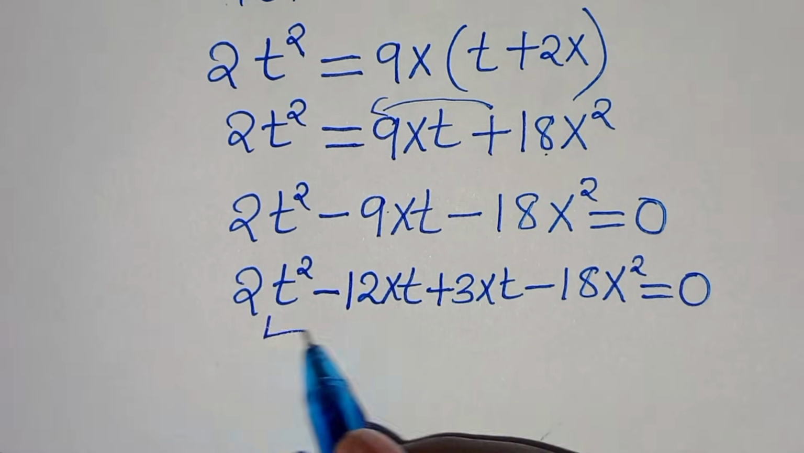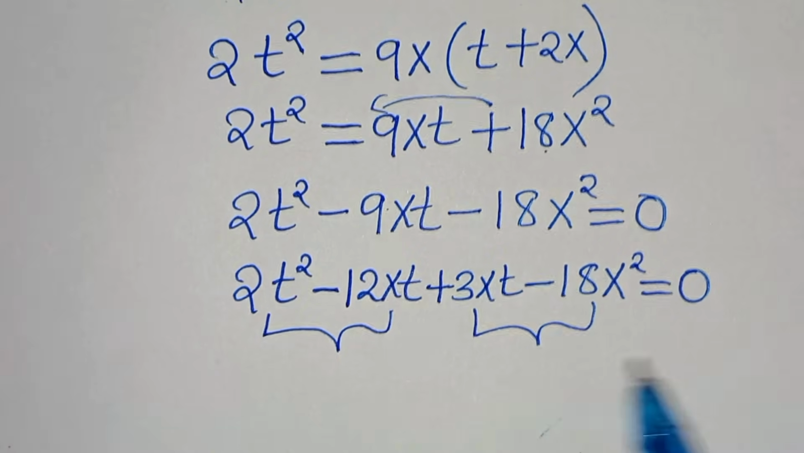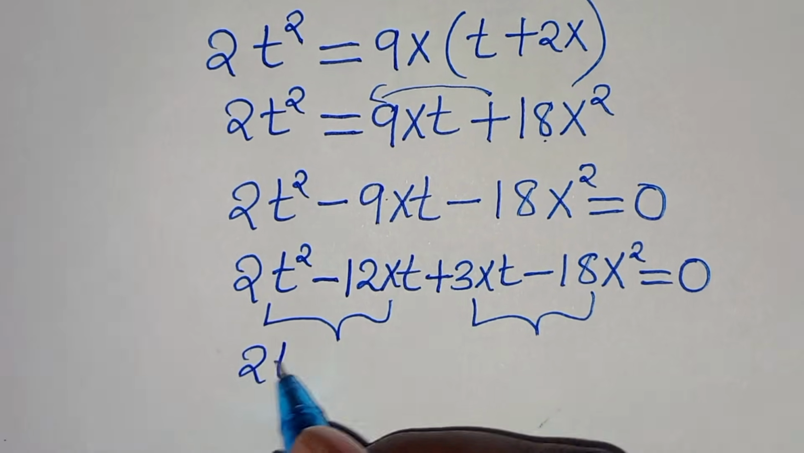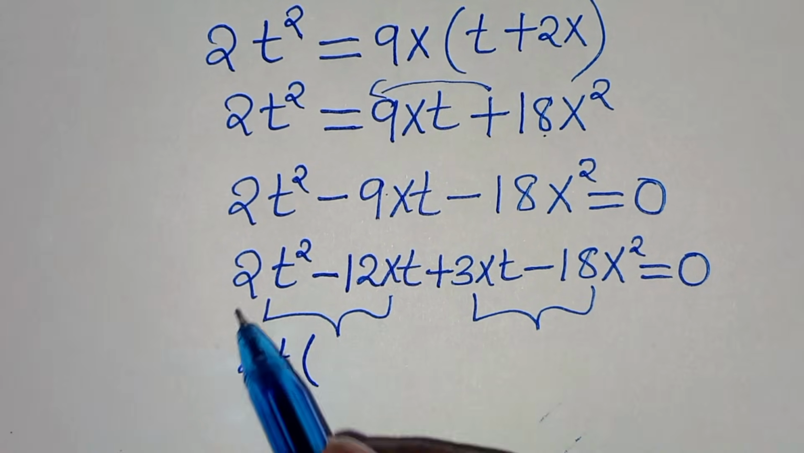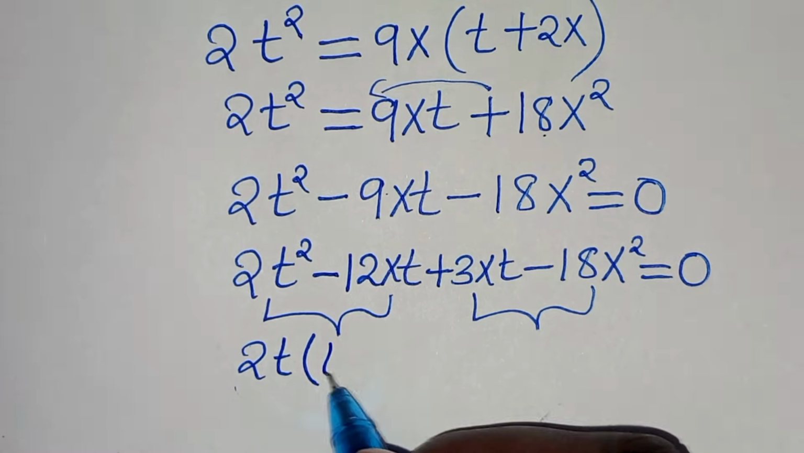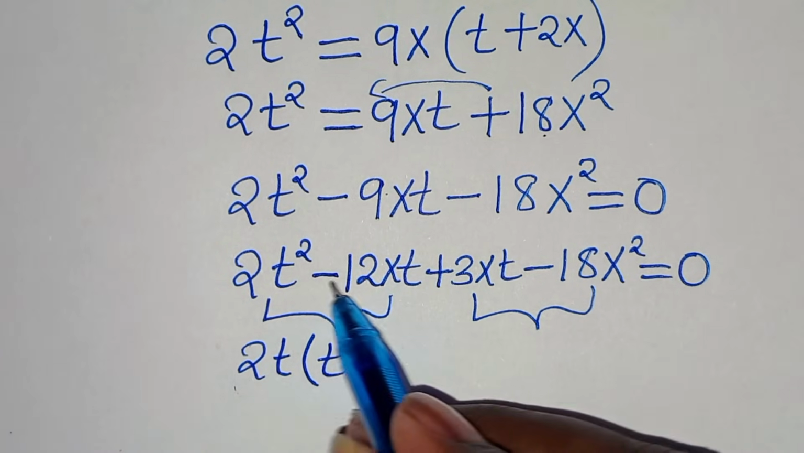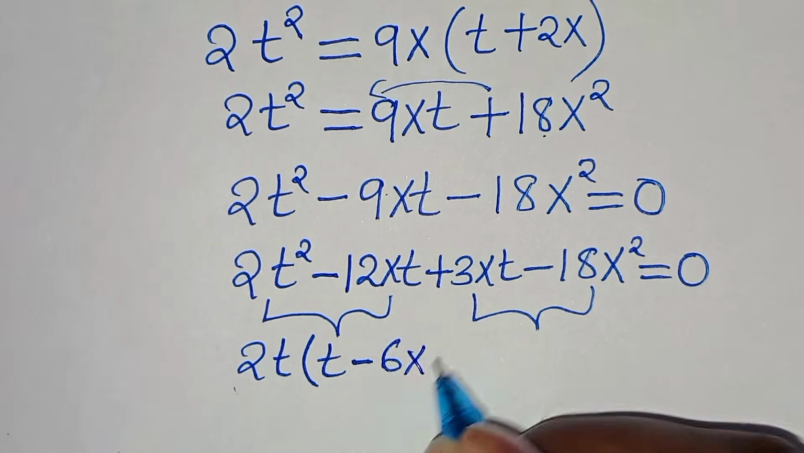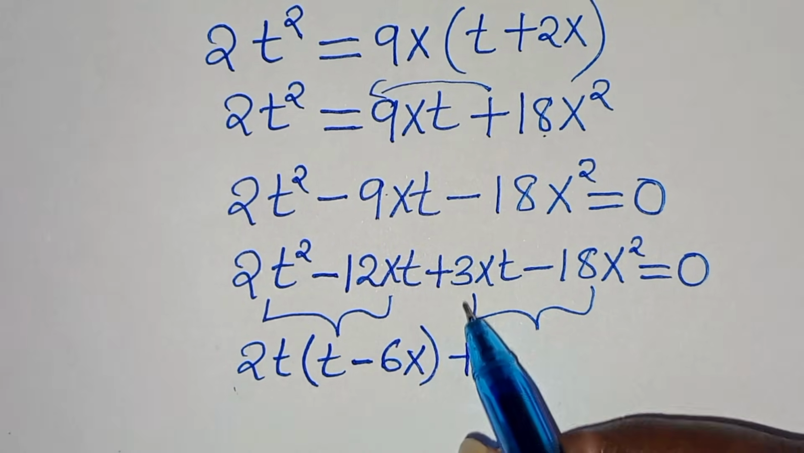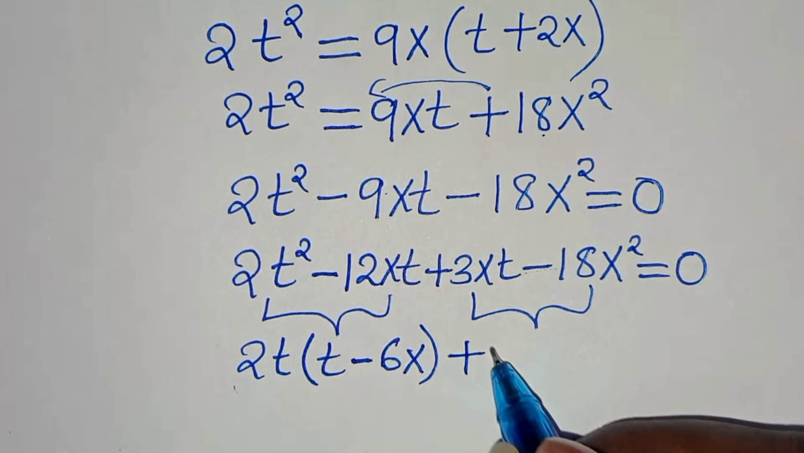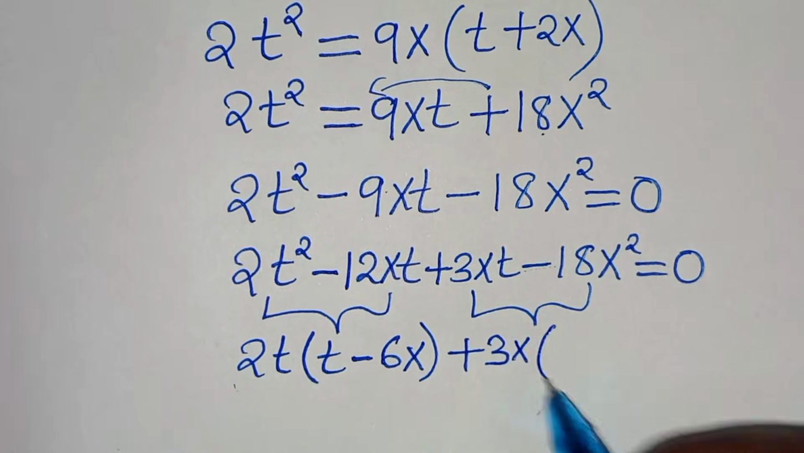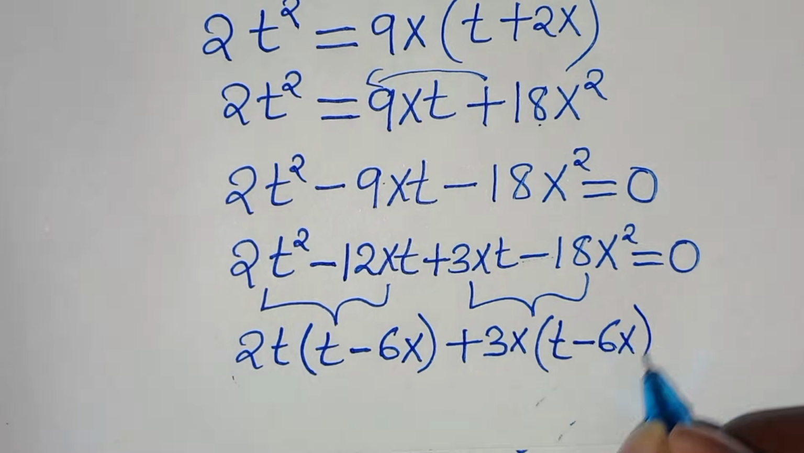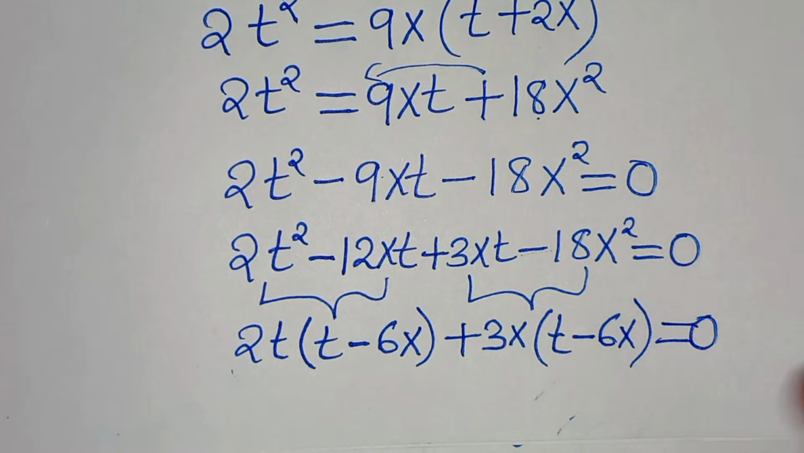Now, we have got two parts here. From the first part, we have that 2t is common. We can factor out 2t into the parentheses. 2t squared divided by 2t, this is t. Then minus 12xt divided by 2t, this is minus 6x. Close the parentheses, then plus. Now, here we have 3x is common, so we can factor out 3x into the parentheses. This is t minus 6x. Close the parentheses, equal to 0.